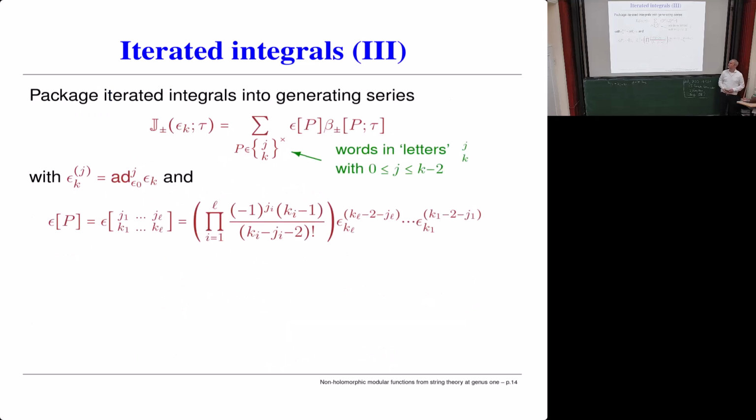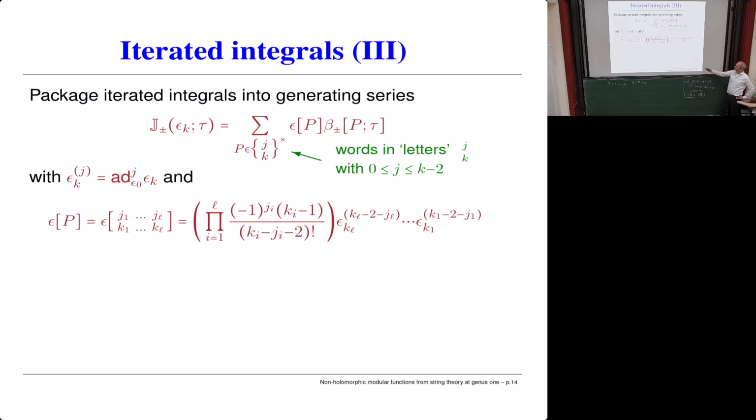So again, it's a useful technique to put them together in a generating series. Here I write down two generating series, J plus and J minus, where the sum is in terms of these epsilon generators and words involving these letters J and K. K, remember, is the weight of the Eisenstein series, and J is between 0 and K minus 2. So it's a set of all words in these letters that you sum over, and this epsilon parameter that you use as a coefficient in the generating series is a certain element in the universal enveloping algebra of this derivation algebra. So you take just elements of this derivation algebra and bring them together. So this is the basis that you use for writing down this generating series.